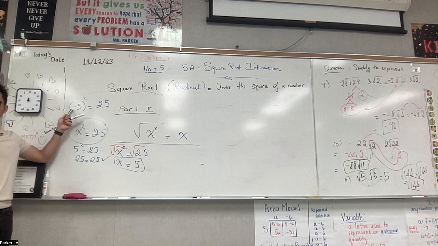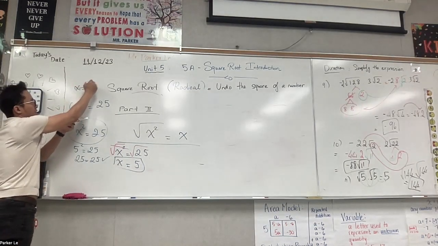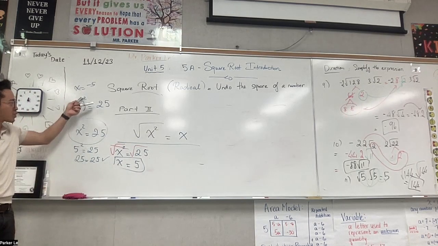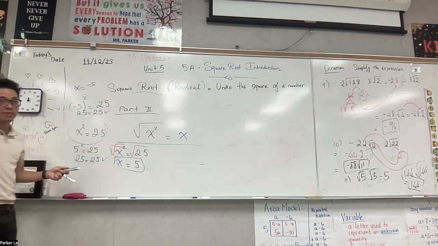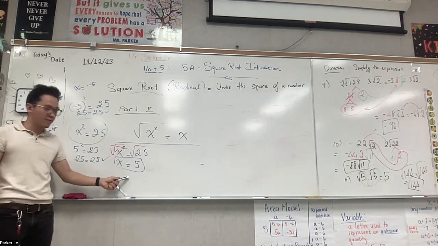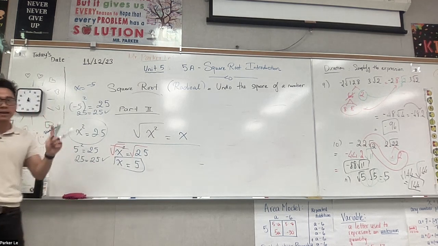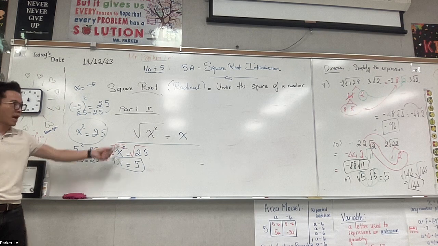If you plug in x equal to negative 5, negative 5 squared is 25, and then this is positive 25 equal to 25. This is also true. So negative 5 is also a solution. But why we didn't found right here? We're missing one solution right here. So how do we fix this?